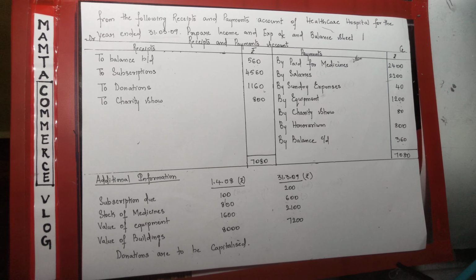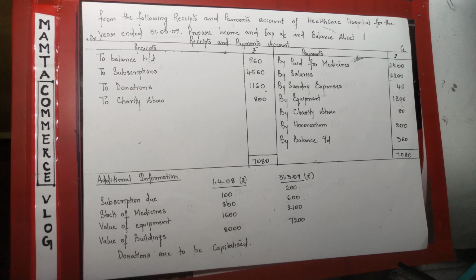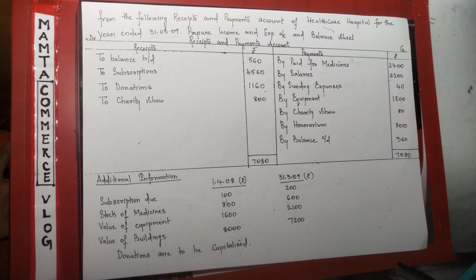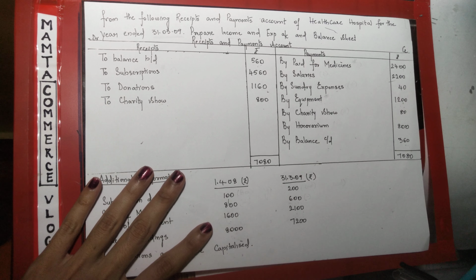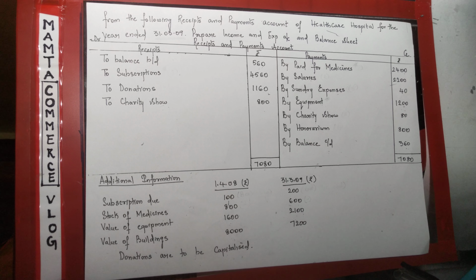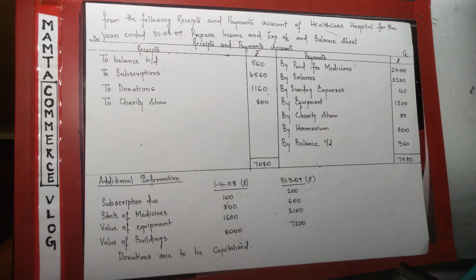Hi all. Today I'm going to start with the next problem of NPO. So let us see the question. So here is the question of NPO. In this question he has given us the receipts and payments account of a healthcare hospital, and from this receipts and payments account we have to create the income and expenditure account and also the balance sheet.